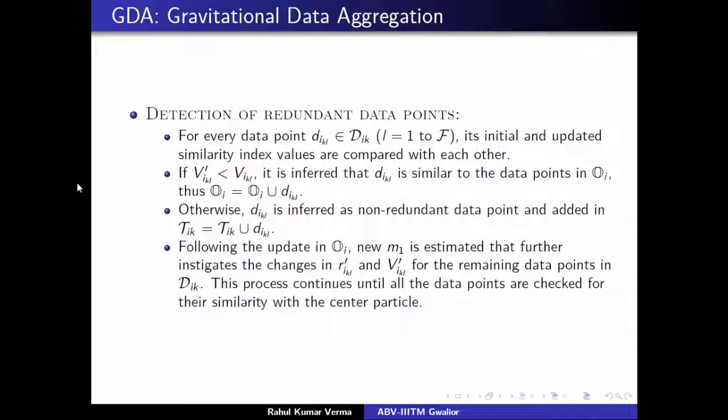As I said earlier, based on the velocity, if the velocity is less after updating, it is going to be included in the center particle. OI is nothing but the center particle, the collection of data points. It is going to come into the center, and otherwise it is going to fly off from the orbit. So it will be collected into TIK. All these mechanisms will be repeated for all the data points collected in the particular period.